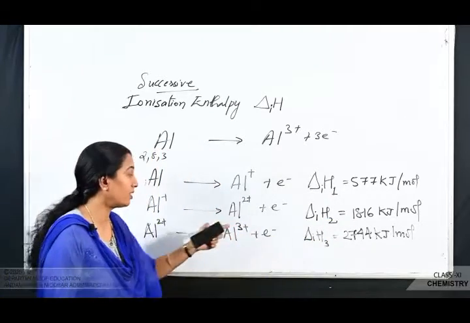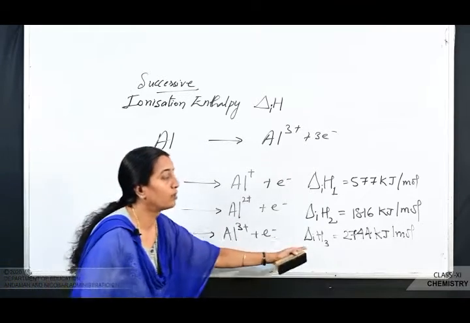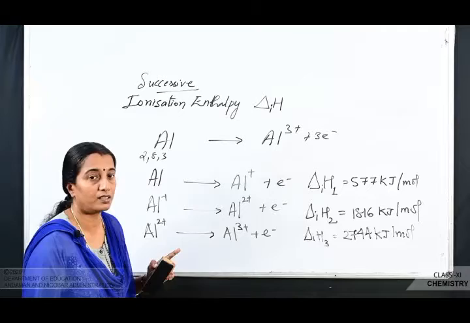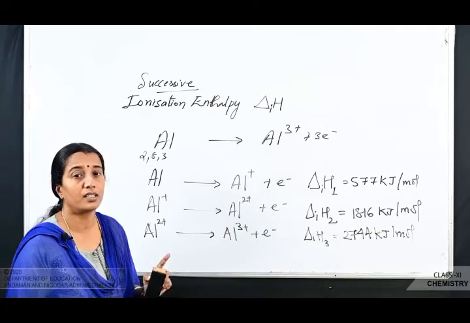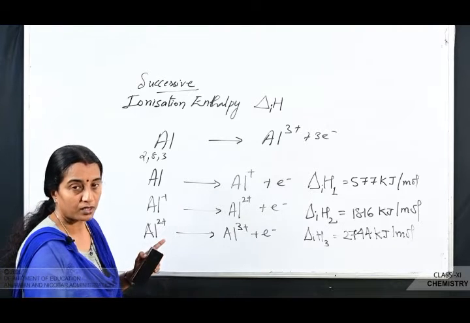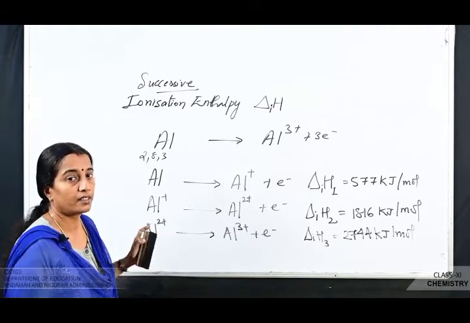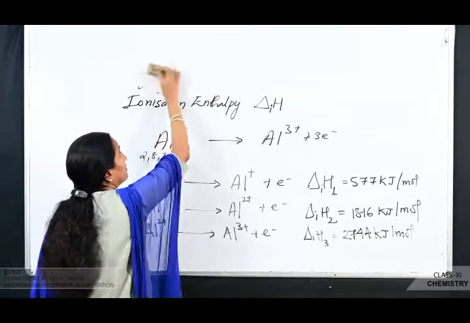And in the third case again, 2 electrons are less than the protons in the nuclear charge. So here much more energy is required. This is the reason why the ionization enthalpy for the third is the highest. Okay, understood? Okay, we'll see the next, that is what are the factors that affect the ionization enthalpy.